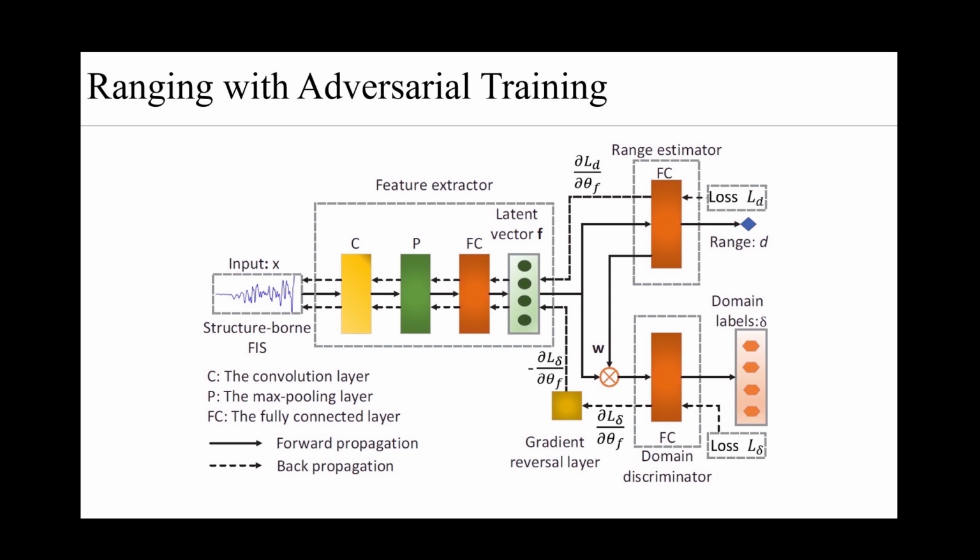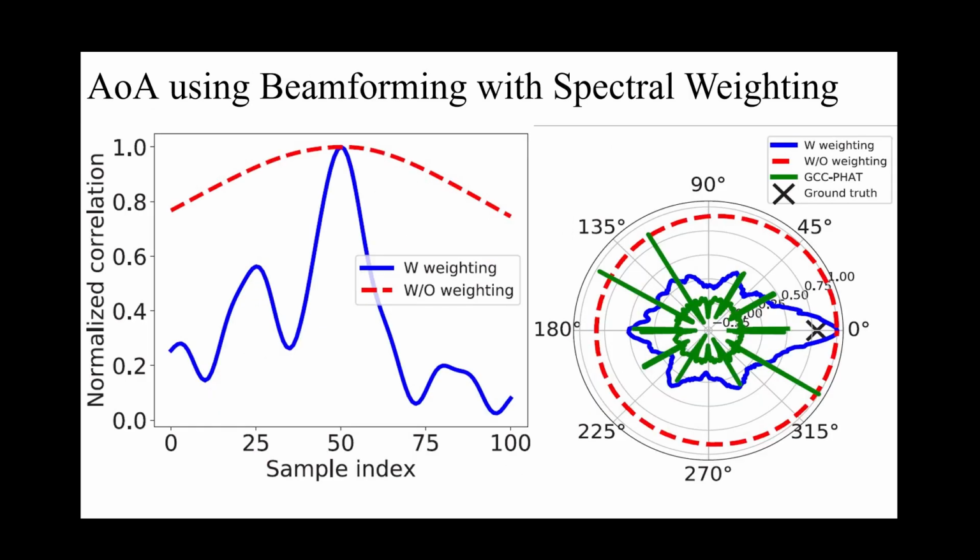To tackle the second challenge, we propose a new spectral weighting function. This function allows us to obtain a sharper correlation peak with low volume inputs, hence it can notably improve beamforming performance for angle of arrival estimation. As we can see from these two figures, with our spectral weighting, it can achieve a sharper correlation peak and a better beam pattern.